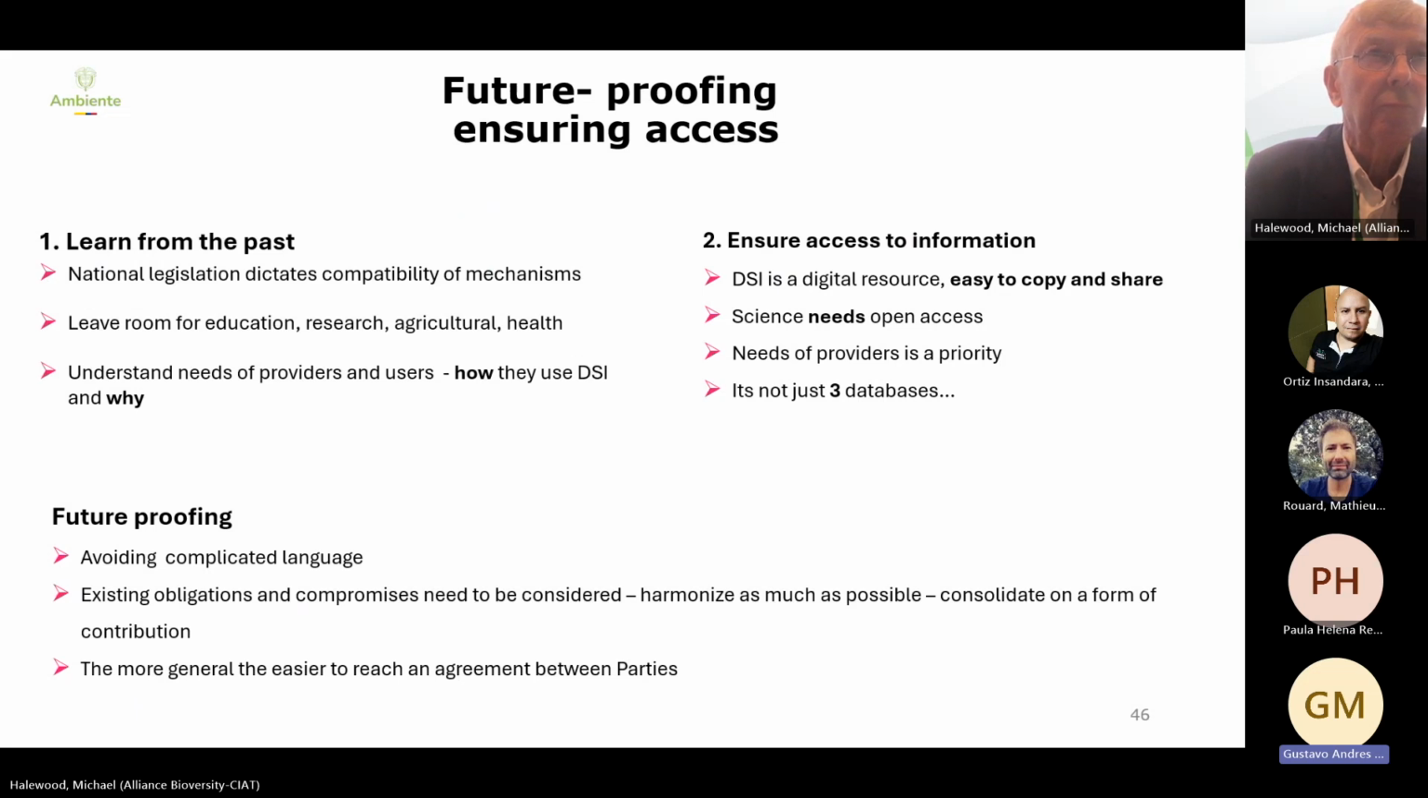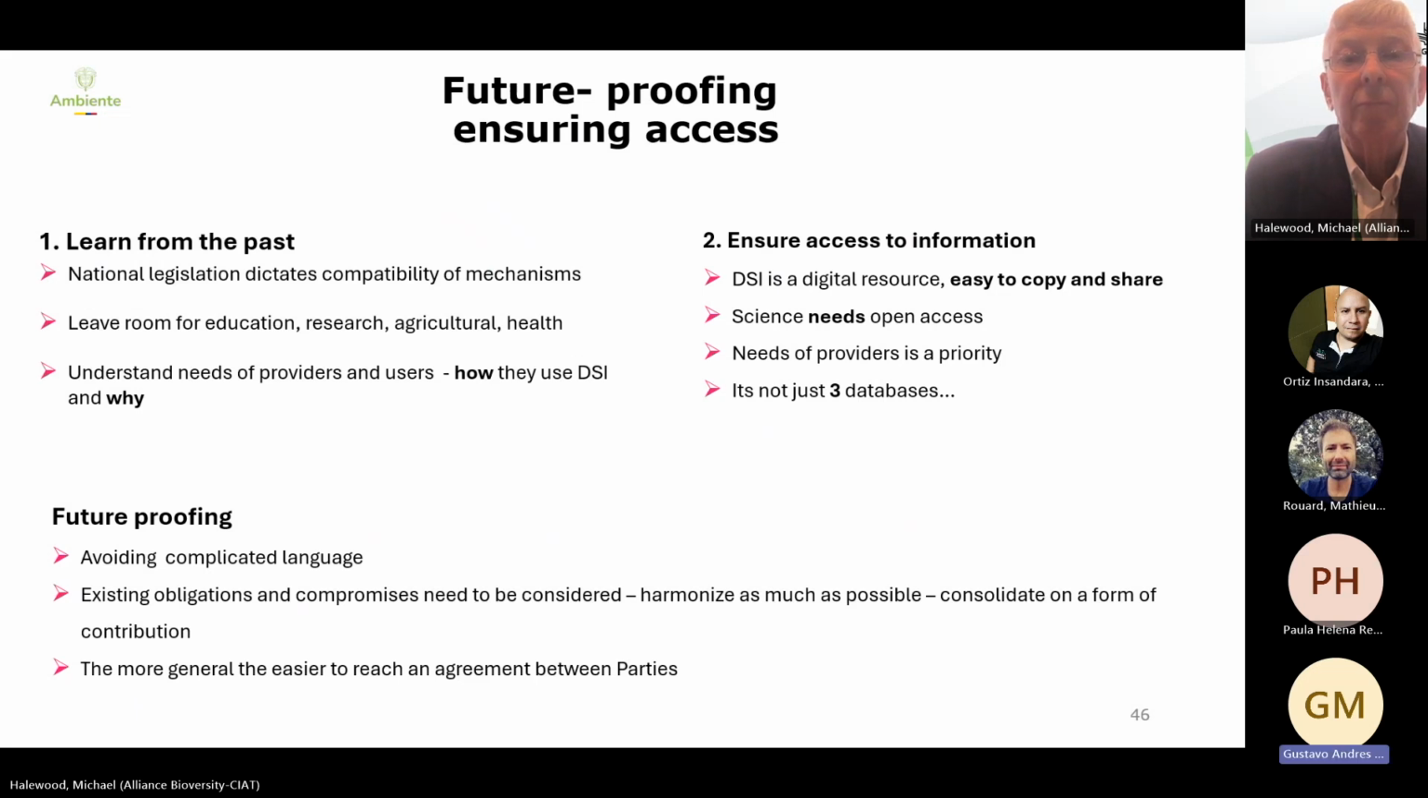We need to leave room for education, agriculture, health, and understand the needs of providers and users. Much of that information was uploaded with a purpose in mind. And we always hear about the INSDC and the 3 largest databases, but not a lot about the other databases that use information from those 3, not to mention all the tools and services that are related to those databases. It is not as simple as just creating one big database or creating an account for each and every one of those databases in order to access the entire wealth of information.